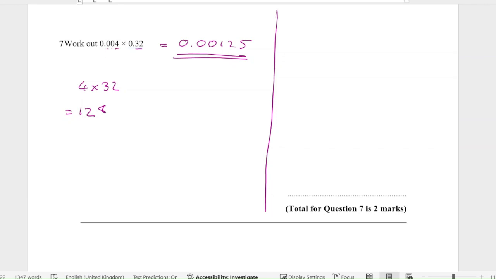If I imagine that these numbers were in standard form, that would become 4 times 10 to the minus 3. If I imagine this number was in standard form, and I'm still timesing them, it would be 3.2 times 10 to the minus 2. If I multiply those digits together, I would get 12.8 times by 10 to the minus 5. And then if I converted that into a normal number, I need my decimal point to move.